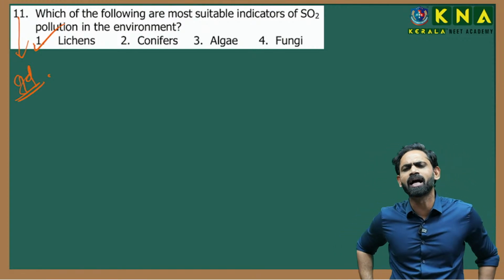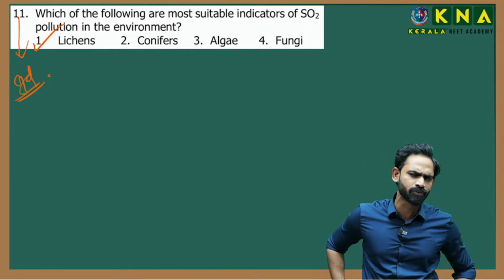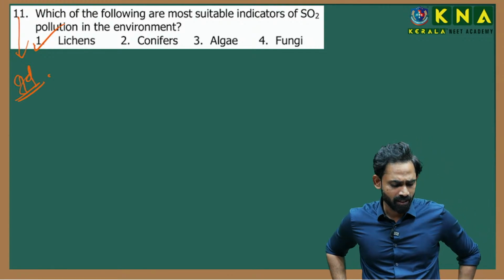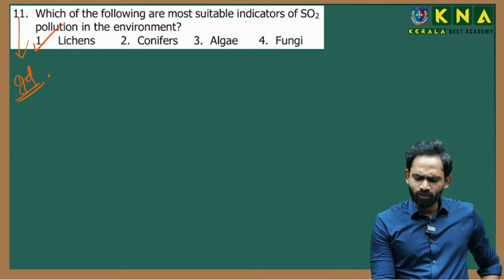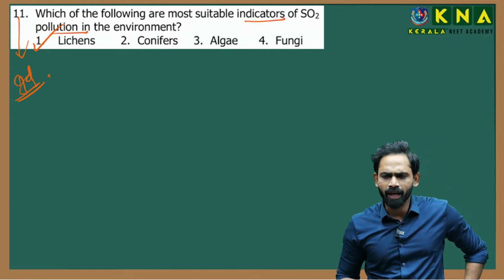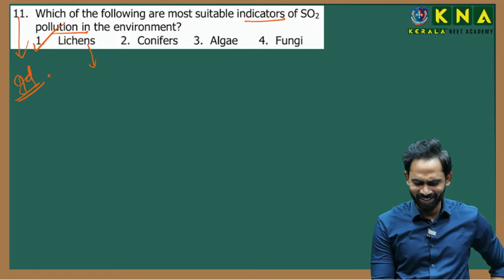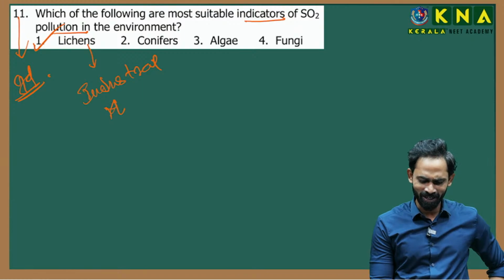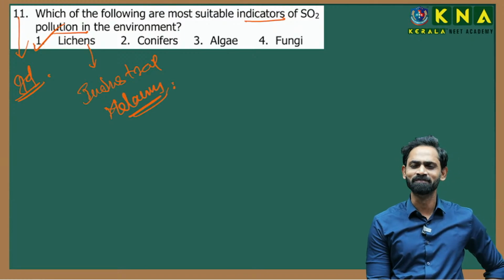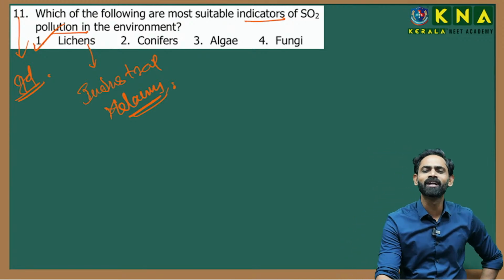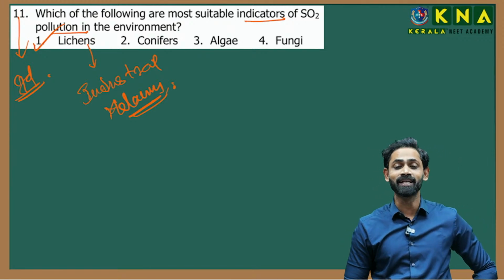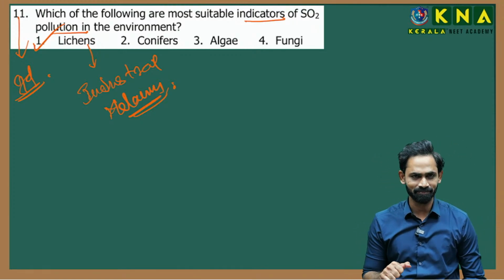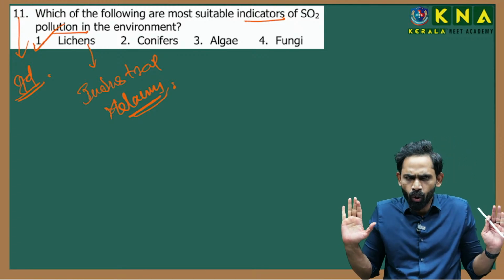Symbiotic association between algae and fungi: what the algae is doing, what the fungi is doing. Everybody may remember. Why did I give this good question? The same question: they are suitable indicators of air pollution. If you remember, the same thing is related to industrial melanism. Industrial melanism is a very classic example of natural selection, given by the great Darwin sir. So I hope you are okay.